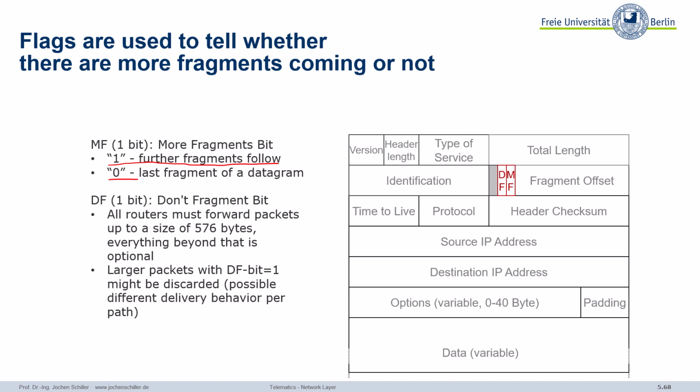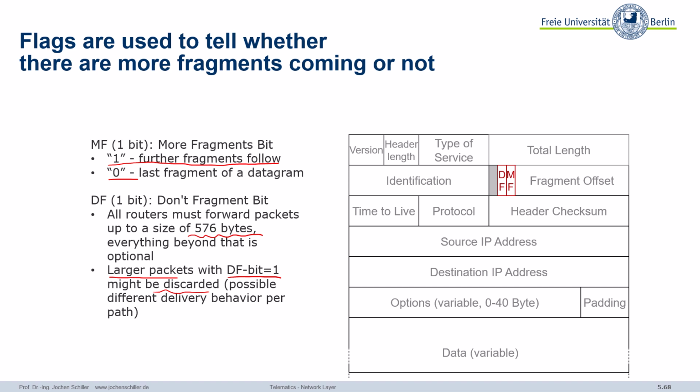Then there's an additional bit, don't fragment. That means, okay, maybe I don't like fragmentation, and there's a requirement that all routers have to be able to forward up to a size of 576 bytes. Everything beyond, that's optional. Okay, so if the packets now are larger and they say don't fragment, then discard them. You don't have to discard, but it could be discarded.